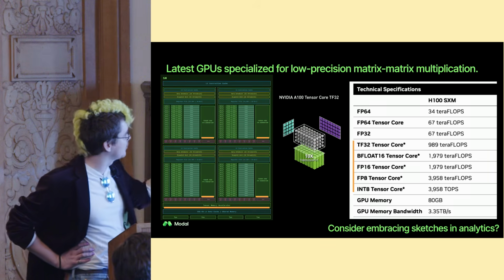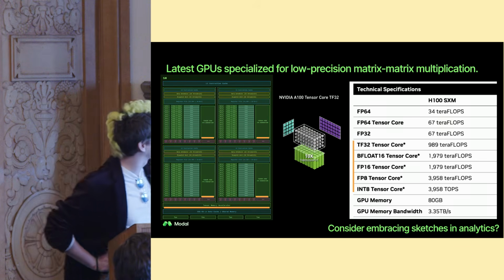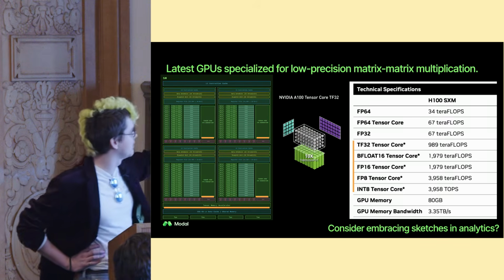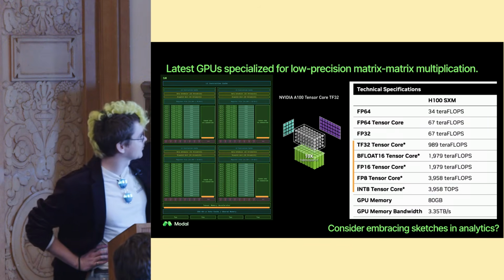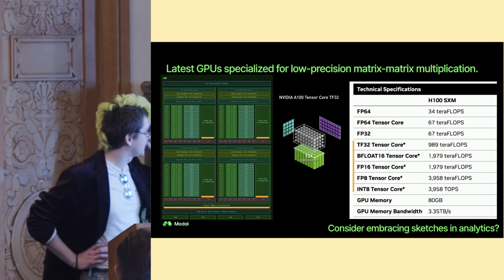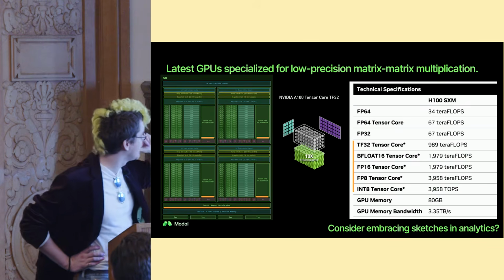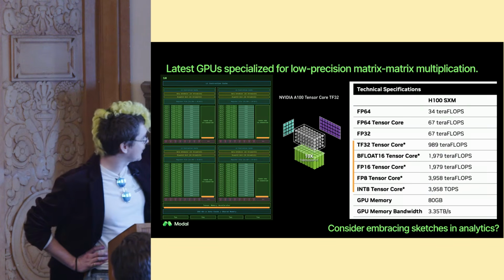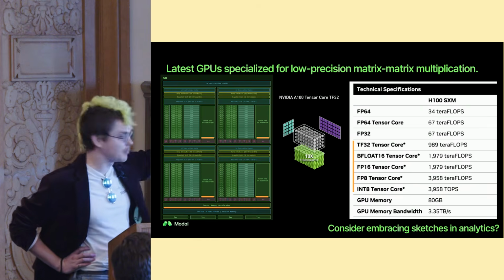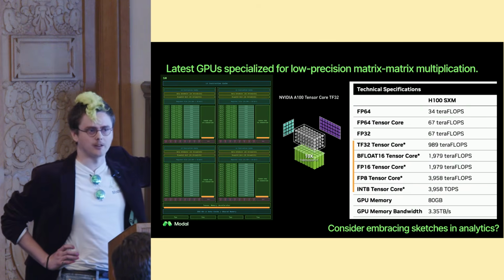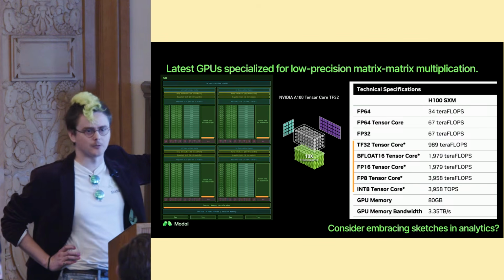You'll note that I didn't even highlight the double precision tensor core because that thing is too slow. It's not just a factor of 2 slower than regular single precision, it's almost over a factor of 10. But also you'll see that it goes all the way down to byte precision. And in the latest Blackwell architectures, it goes down to nibbles, 4-bit.